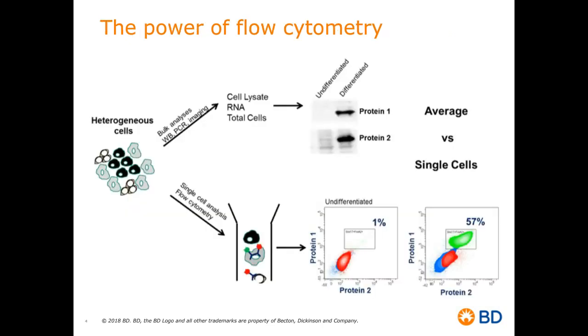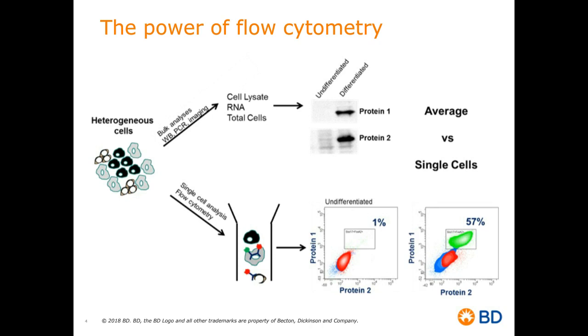Starting from flow cytometry, this cartoon depicts a scenario where we start from a heterogeneous sample, and we, for example, induce differentiation, and then we want to assess differentiation by expression of certain proteins. If we perform a bulk analysis, such as Western blot in the top panel, and we perform a total cell lysis, we can appreciate indeed that as compared to the undifferentiated sample, upon differentiation, these protein 1 and 2, just for example, are expressed, thus confirming that differentiation occurred in our sample.